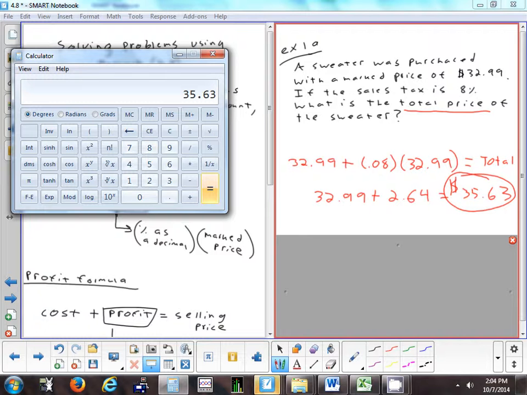And that's how you do a sales tax problem. That's it. Okay. Any questions on how we calculated the total price?